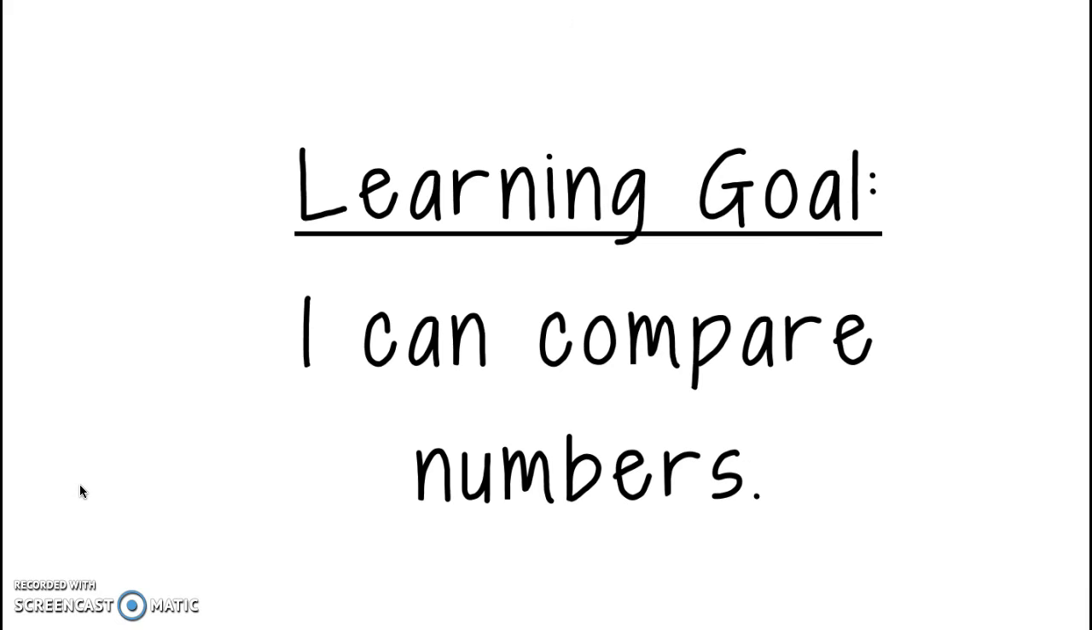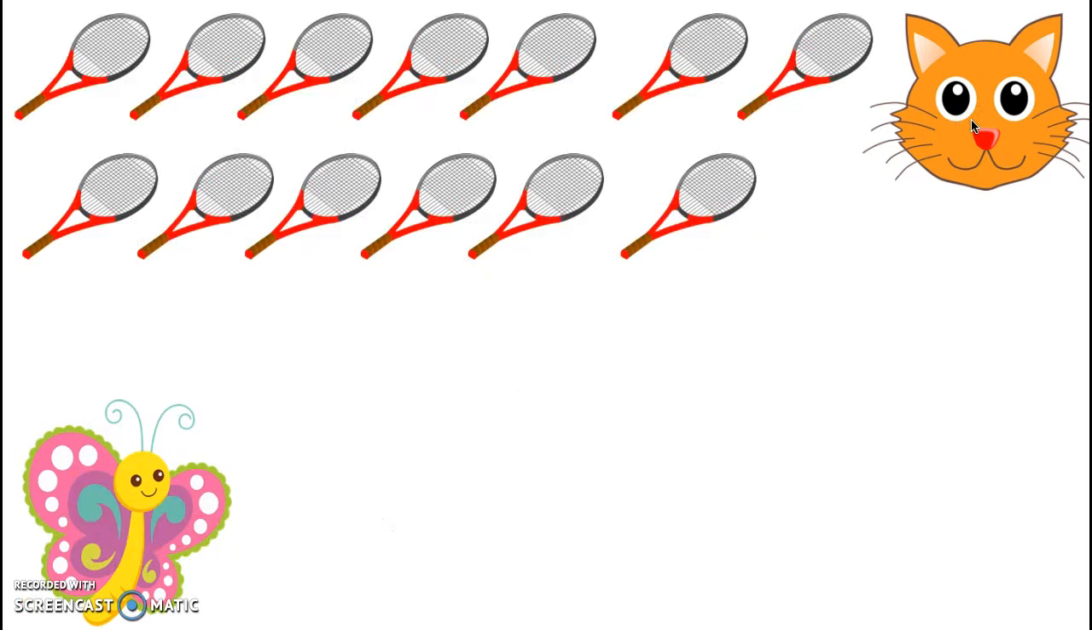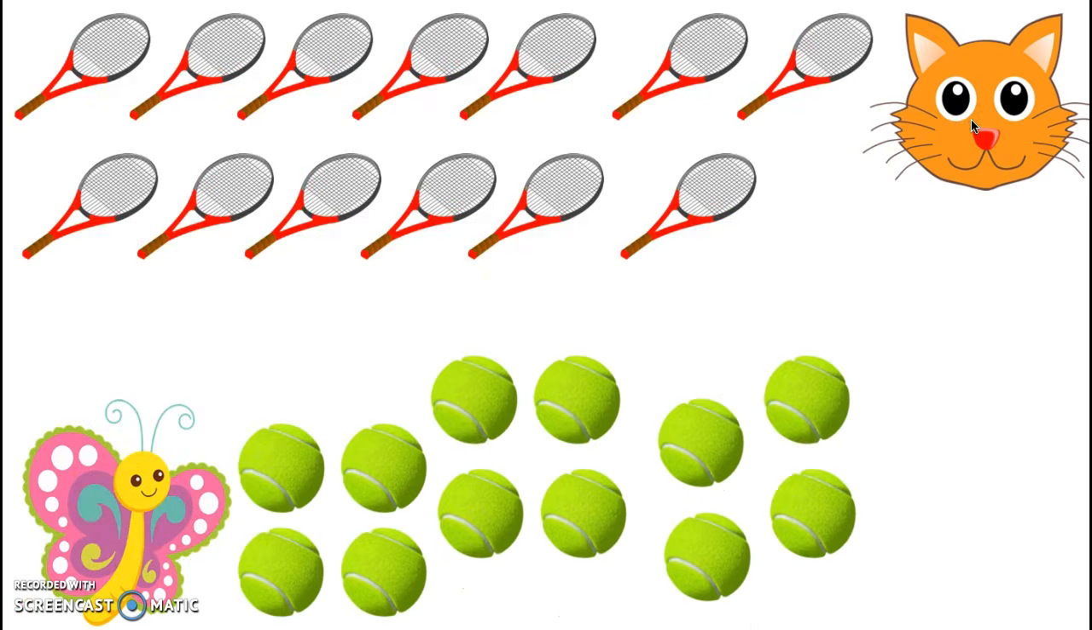Alright, so to help us out today, I brought in two friends. I have Flutter, the butterfly, and Kitty, the kitty cat. Okay, so Flutter and Kitty are here to help us out. And they brought some items with them. So Kitty brought a whole bunch of tennis rackets, and Flutter brought a whole bunch of tennis balls. And I'm going to tell you right now, they don't have the same amount.